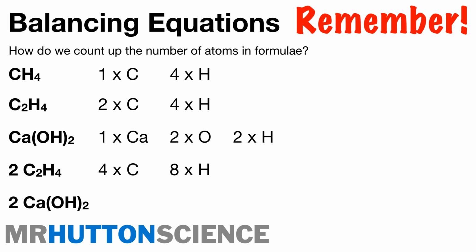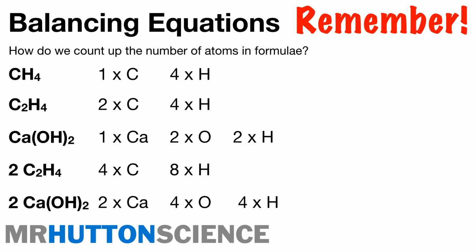The next one down is as hard as it's going to get, really. You've got 2 lots of calcium hydroxide. So you've got to remember that you've basically got double the amount that you had before. So we've got 2 calciums, 4 oxygens, and 4 hydrogens.